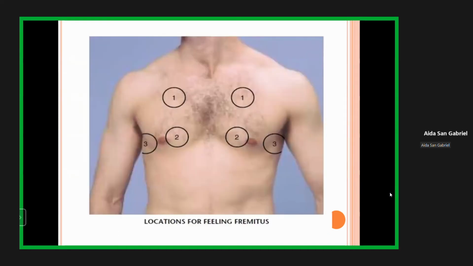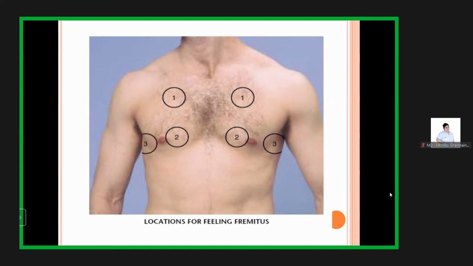These are the locations in the anterior chest where you are going to place your palms on the surface. You'll notice that there are numbers. You put both hands there, 1, and then you go down 2, and then the sides lateral 3. Okay, class, are you still with me?